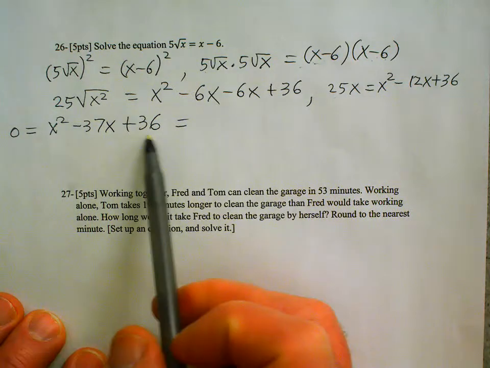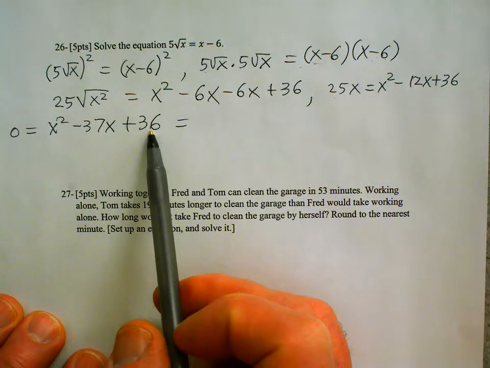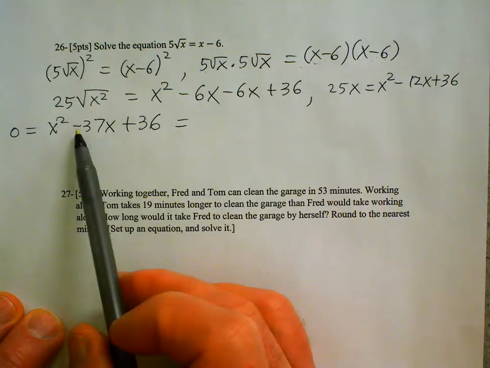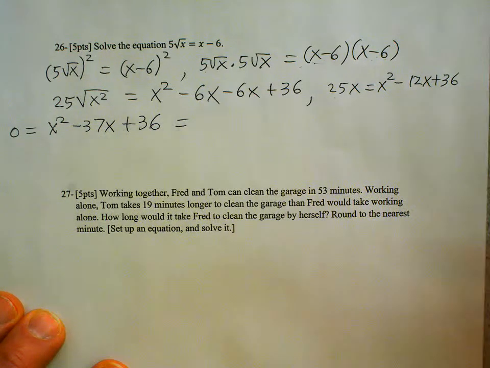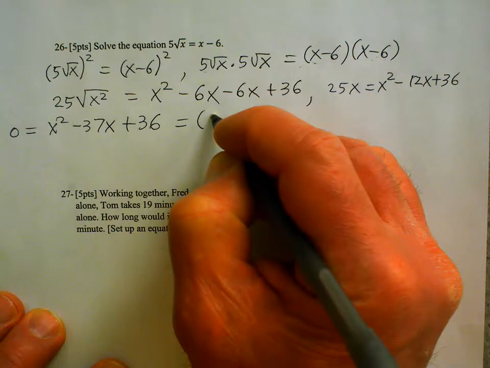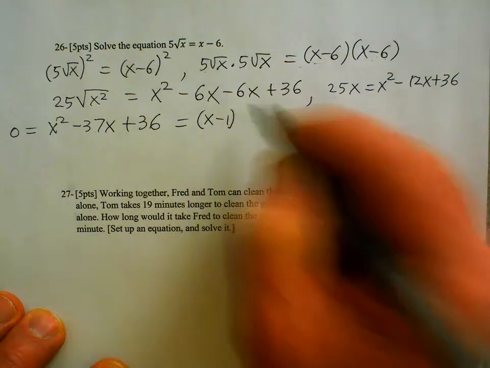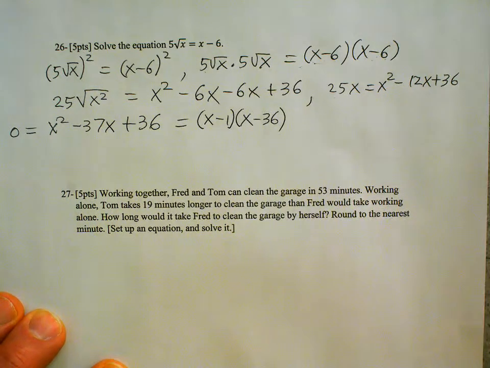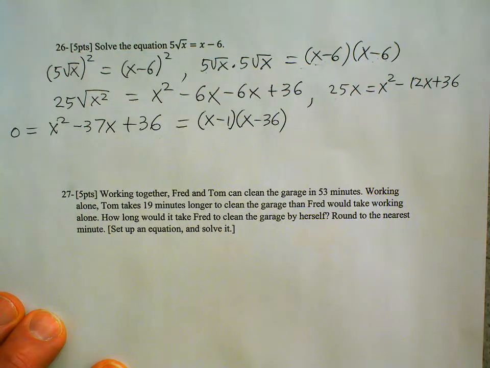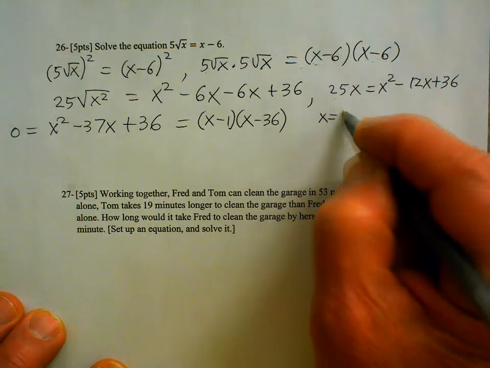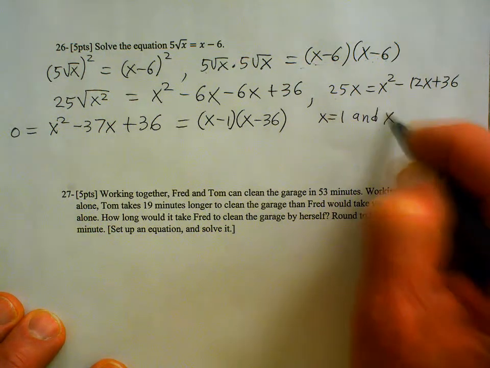1 times 36 is 36. Two numbers that have a product of positive 36 and a sum of negative 37 are negative 1 and negative 36. So the two factors are x minus 1 and x minus 36. This equation has two solutions, x equals 1 and x equals 36.